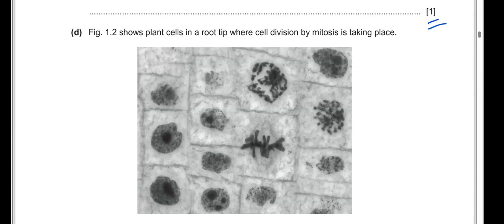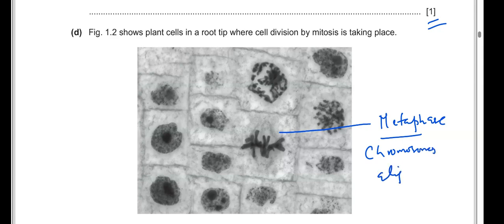We have to annotate this figure where we read the small details. So I can clearly see this cell stage is the metaphase. The metaphase is quite clear because the chromosomes are aligned at the equator of the cell, or the center of the cell.